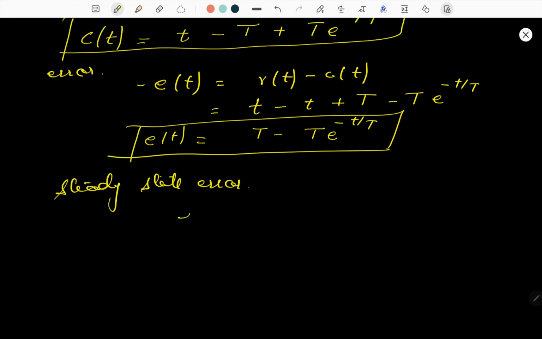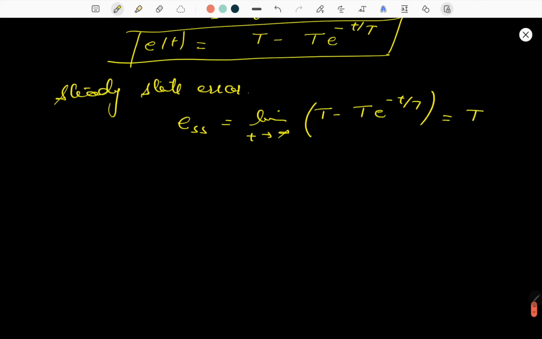So the steady state error is given as e_ss. This should be equal to, when we apply the limit t tends to infinity, capital T minus capital T e to the power minus t over capital T. So what we will get? Capital T over here. So the steady state error is simply capital T.